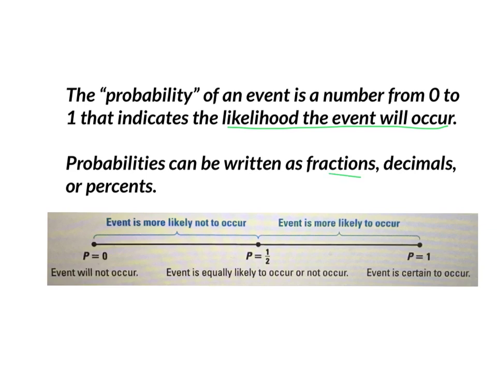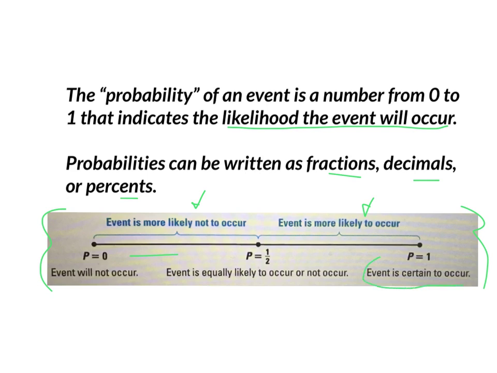Probability can be written as a fraction, decimal, or percent. And down here's a great little line to give you some interesting things about probability. If it's not likely to occur, it's going to be between 0 and 0.5 usually. If it's more likely to occur, your probability is going to be between 1/2 and 1.